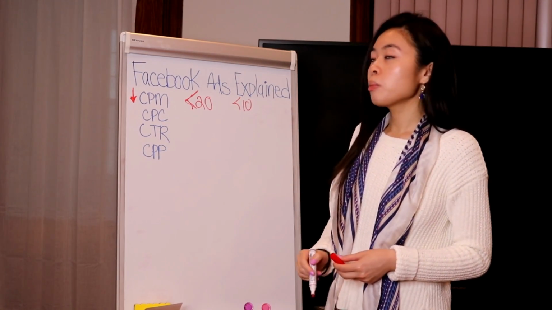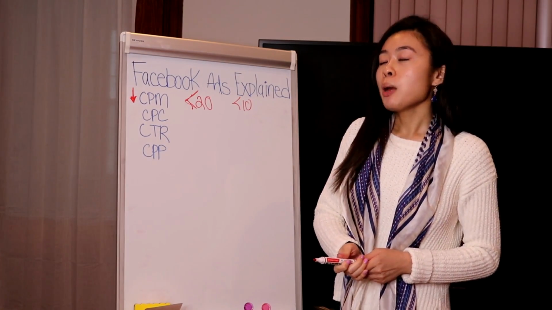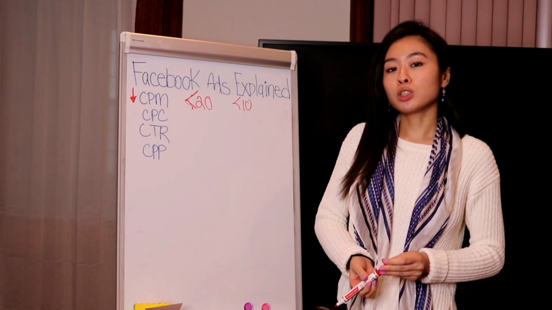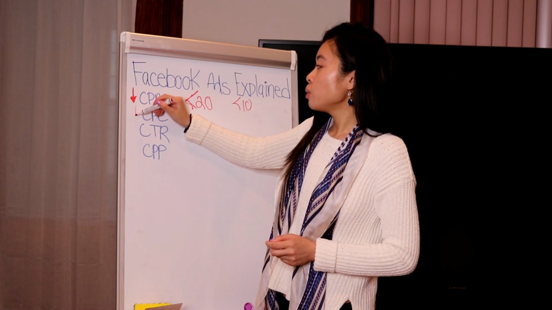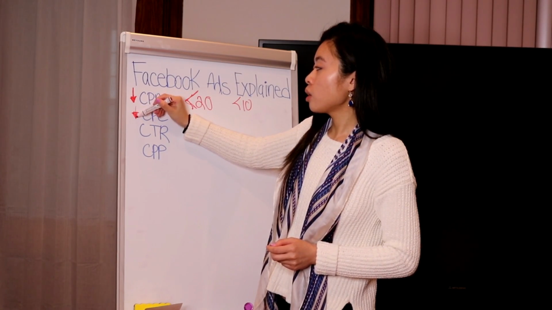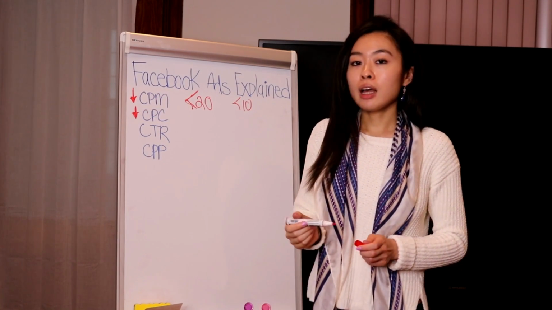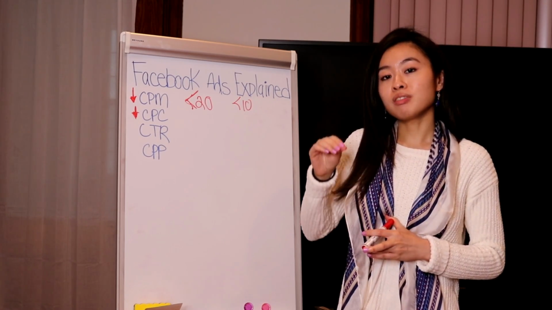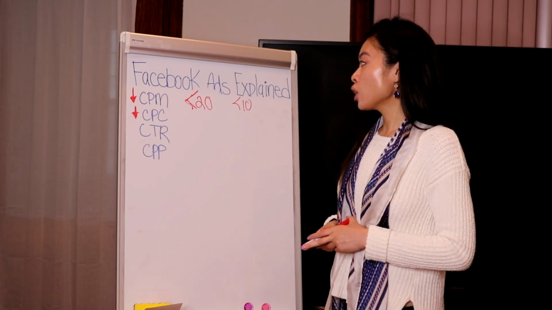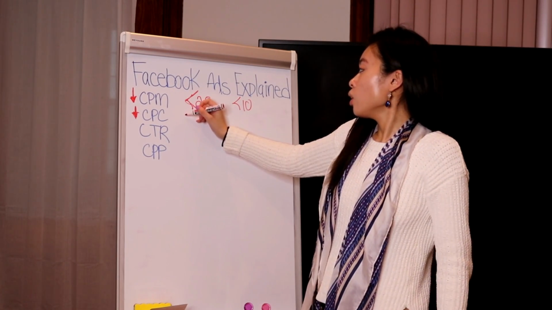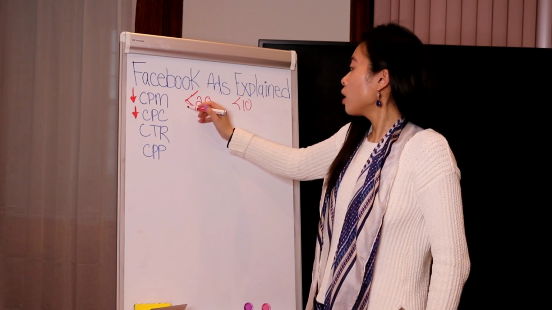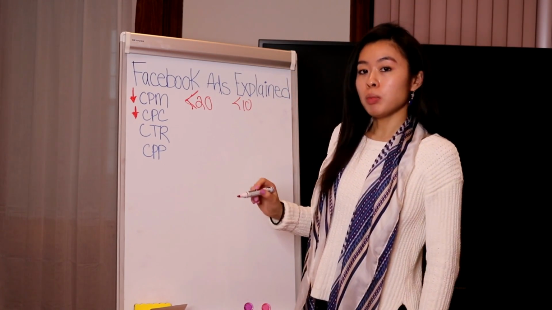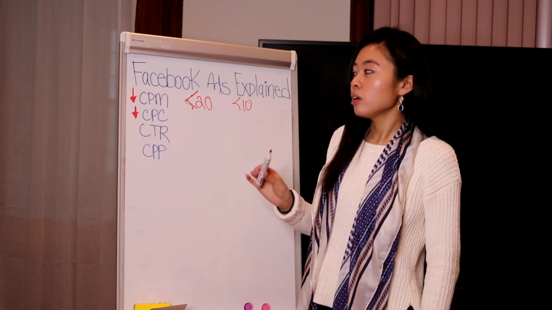So the next one I'm going to talk about is called cost per click, meaning how much are you paying every time someone clicks on your ad. So obviously we want it as low as possible, because we want to pay as small an amount of money for each person that clicks on our ad. And so with cost per click, you really want to get somewhere that is as low as possible, and that can actually vary a lot.